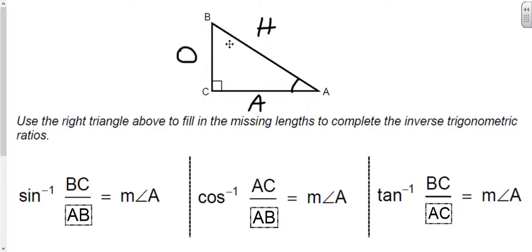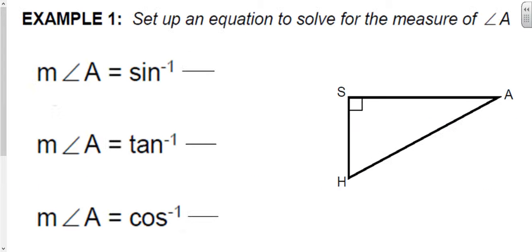Now, if we were doing measure of angle B, just like the regular trig functions, we have to relabel these sides, switch the opposite and adjacent, and use those new labels. So here's example 1. We'll do the same type of thing. Here, to find the measure of angle A, how do we set up the trig functions? You can maybe pause this and see if you can do it on your own and then watch the video, or just watch it through and see if you have any questions.